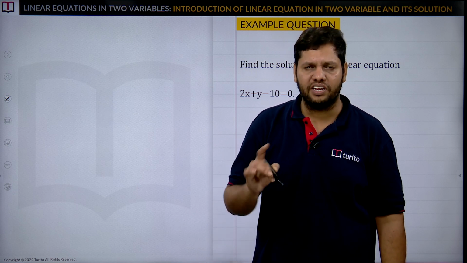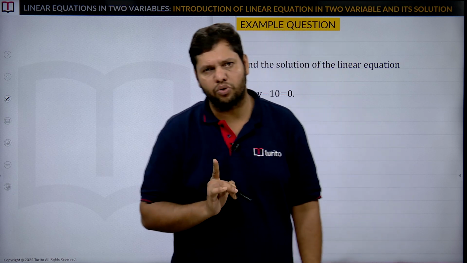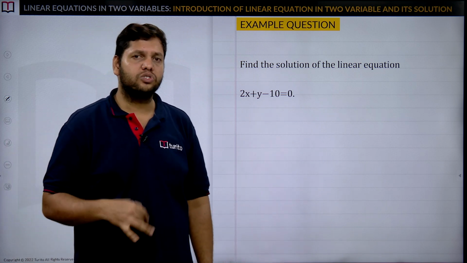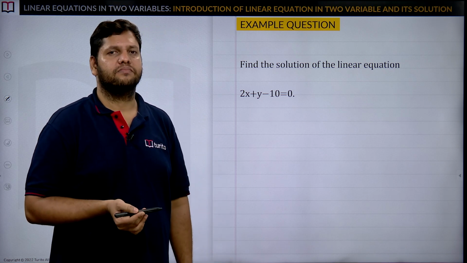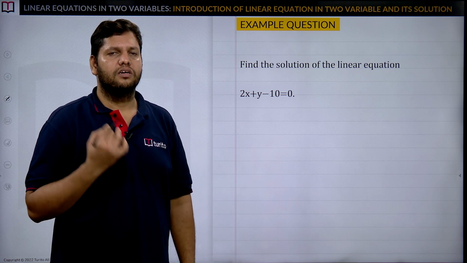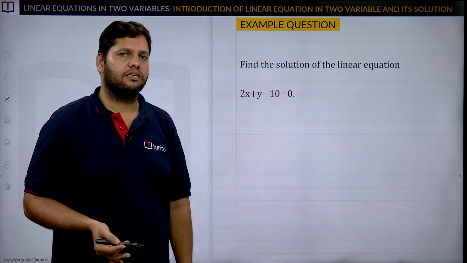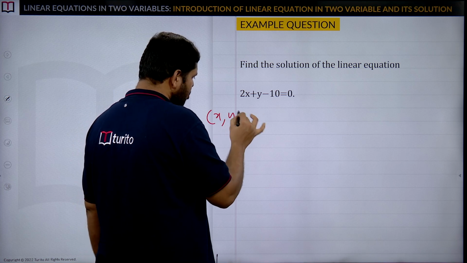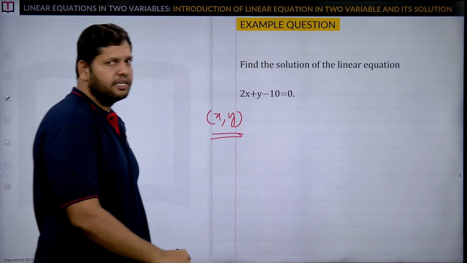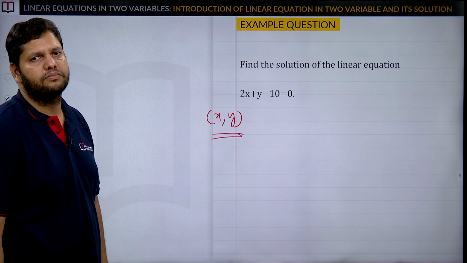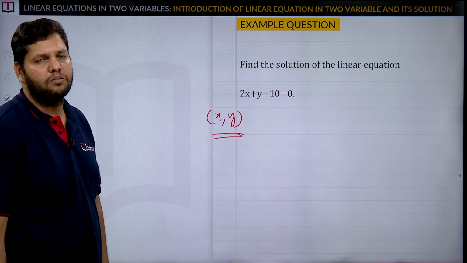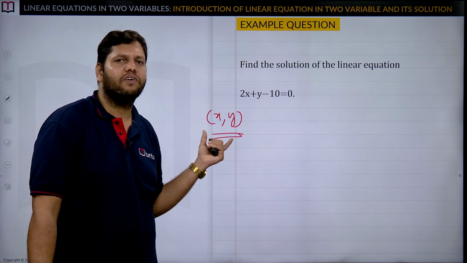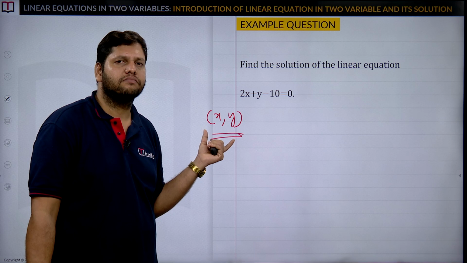For a linear equation in one variable, we can write only a single solution, children. I told you clearly. But what about the linear equation in two variables? How many solutions can I write? Tell me, children. How many pairs of x and y can we find? How many such values can we find for a single equation? That is the question. Tell me, children.